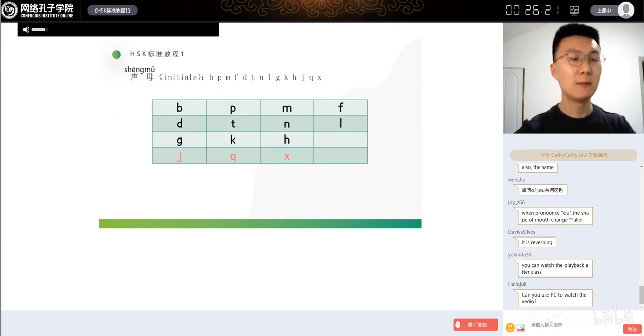Okay, these are 14 声母 we learned today. Let's try to read them after the radio.